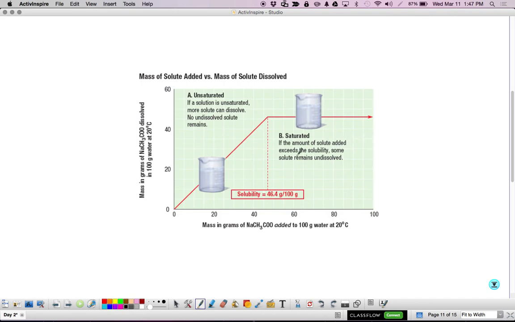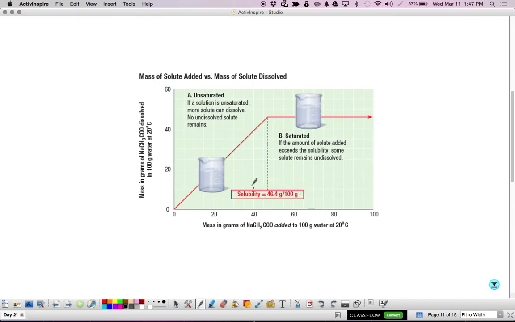If the amount of solute added exceeds the solubility, some solute remains undissolved, which means that the solution just has as much dissolved solute as possible, okay? And this value where this happens is called the solubility of a substance. All right?